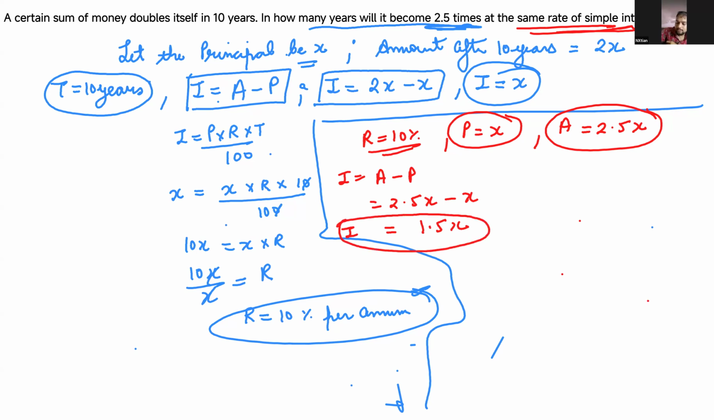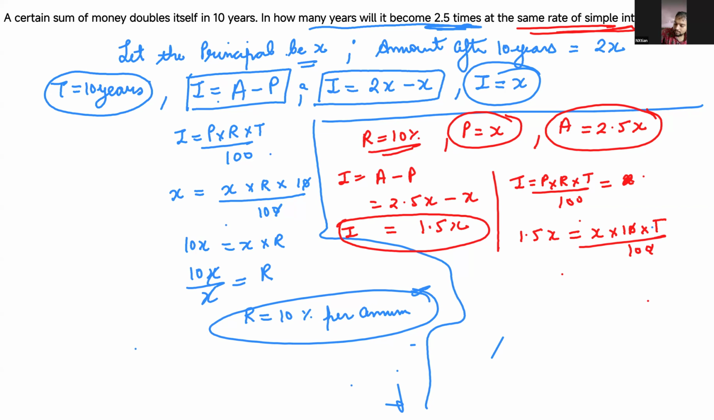1.5x. So now, same, we have to use the formula I = P × R × T / 100. Now what is P? P is x. I is 1.5x, so 1.5x = x × 10 × t / 100, where the rate is 10. Now we have to find the time. Time is not 10. It is asking how many years, no? So we have to find the time, which is t.